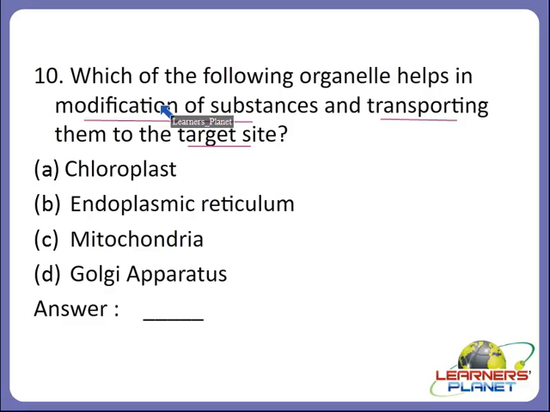And of course, for such transport, they need energy also. So the chloroplast is of course not the right answer for this question. Endoplasmic reticulum is related, but it only has a role in the synthesis of substances. It does not modify, it just synthesizes and transports to the Golgi apparatus. Mitochondria provides energy for such activities. But the function of modification and transportation is maintained by the Golgi apparatus. So which is the right answer here? That is option D. That means Golgi apparatus is the correct answer for this particular question.